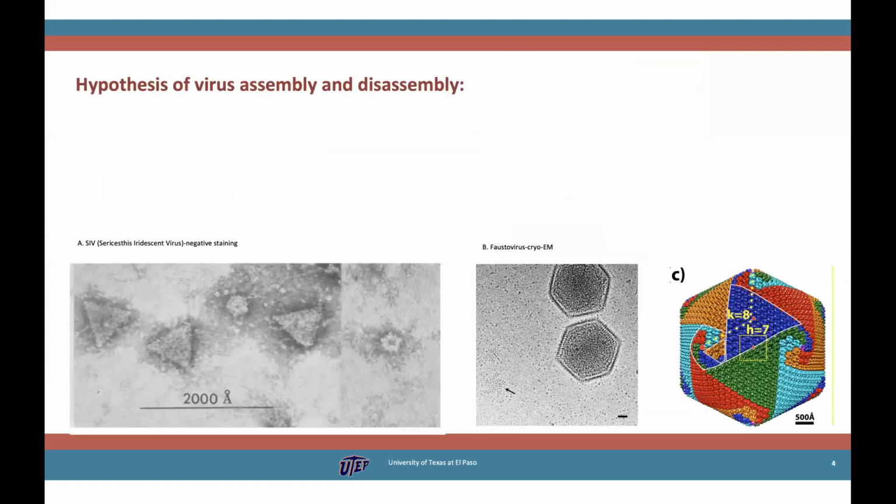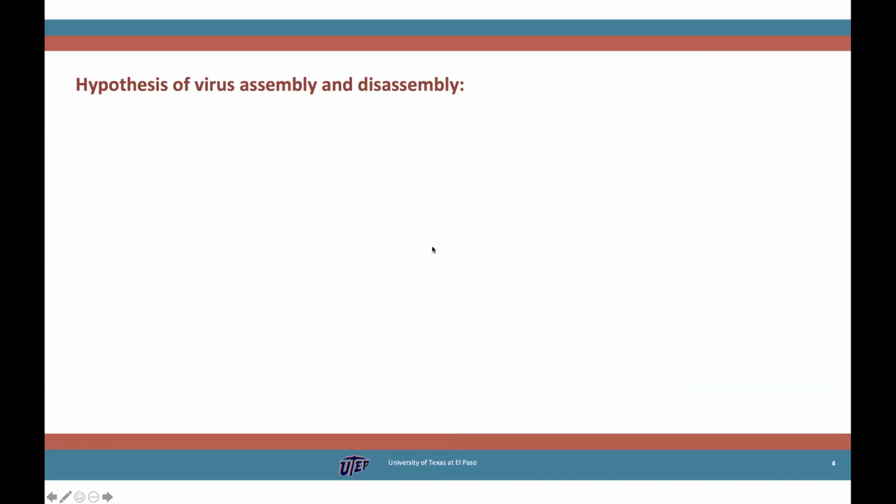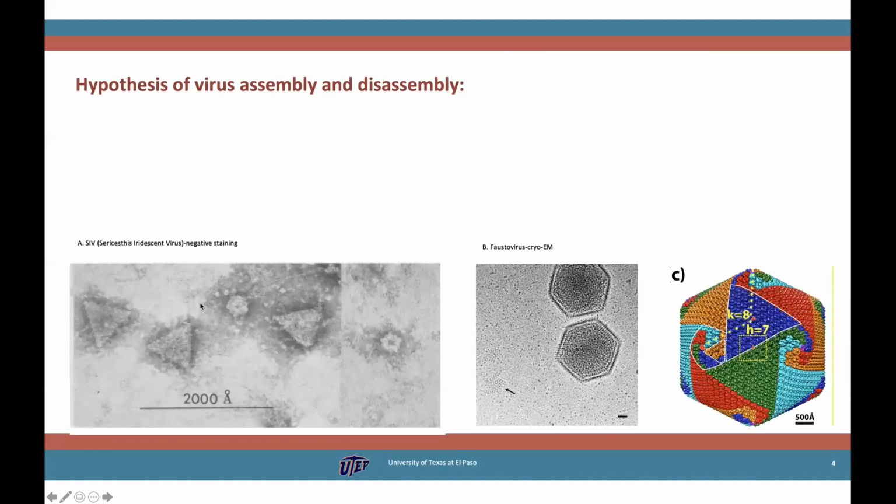And before our work, there were some hypotheses of viral assembly and disassembly. So some structures or some works revealed some hypotheses. They think for a virus, they first form some big patches like a big triangle, big pentagon, and then the triangles and pentagons form into a spherical shape like this.